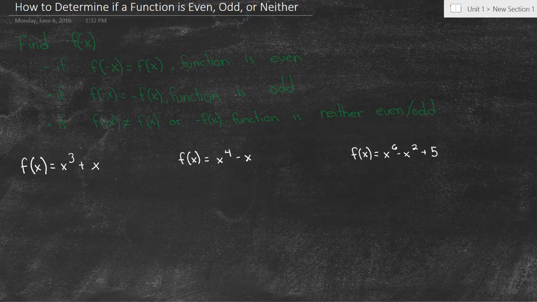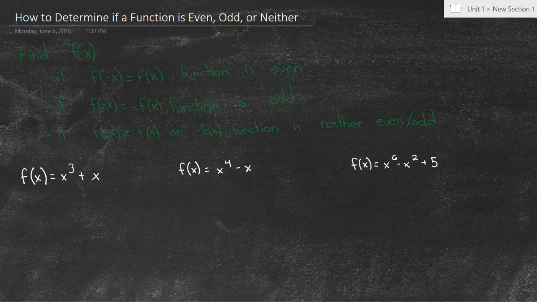Hey guys, so today we're going to do a video about how to determine if a function is even, odd, or neither. And the process is not too difficult. What we need to do is find f of negative x, which means every time we see x in the function, we're just going to put in negative x instead.